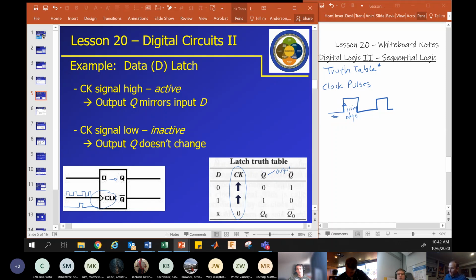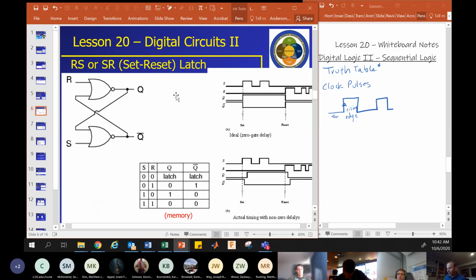But what this truth table is indicating is that whenever we receive a rising clock pulse, we will just pass whatever is at D to Q. And this last line indicates that if we don't have the clock pulse, the output will just be whatever the previous output was. So Q naught means previous output. Okay, so that's the simplest sequential logic device. We're about to get a lot more complicated.